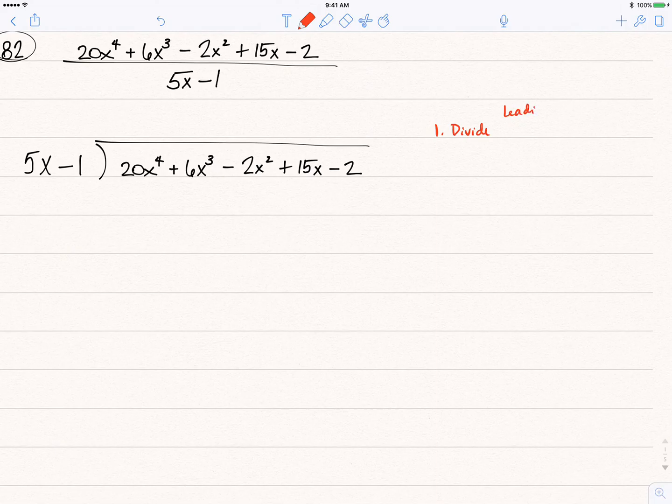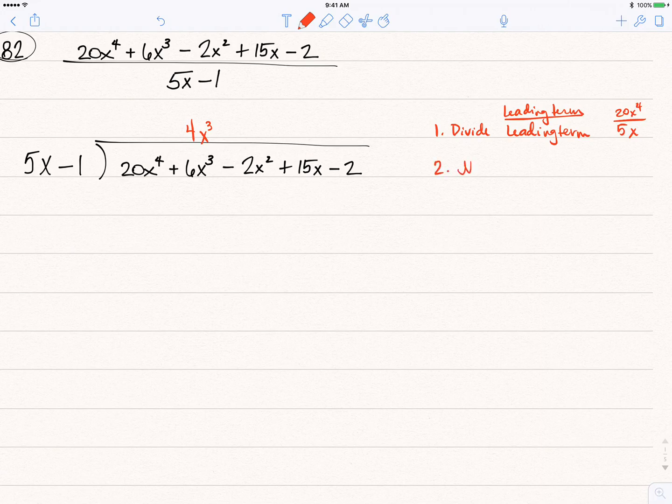leading term by leading term. That's a phrase that we learned back in section 5, so this isn't new. You'll notice the leading term of my dividend is 20x to the 4th, and we're going to divide by the leading term of the divisor, 5x. So that's going to be 20x to the 4th divided by 5x. It's just a fraction, so reduce the numbers, reduce the variables, and you're going to get 4x cubed. And that's going to go up on top.